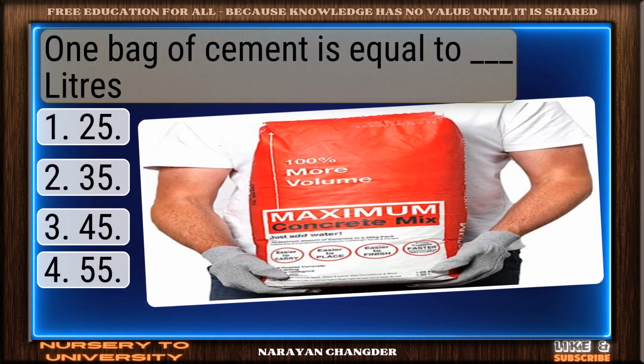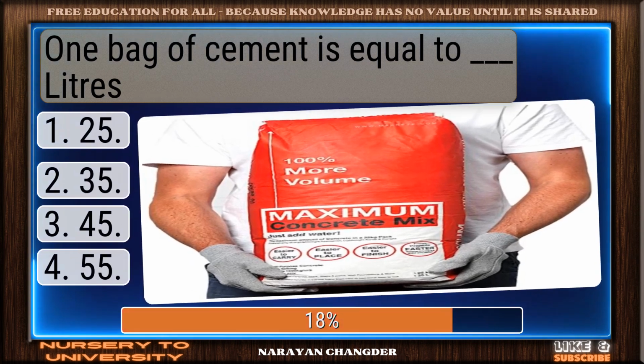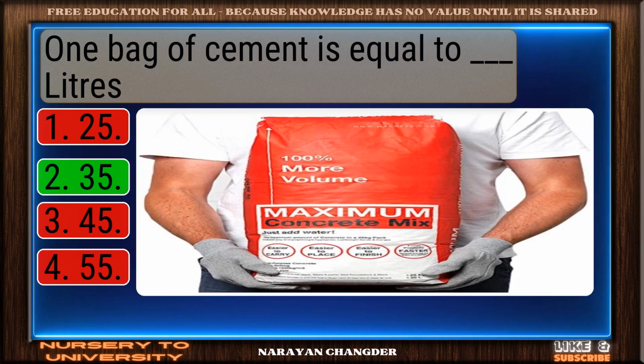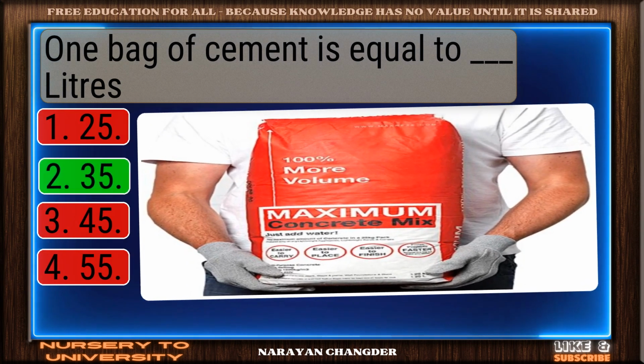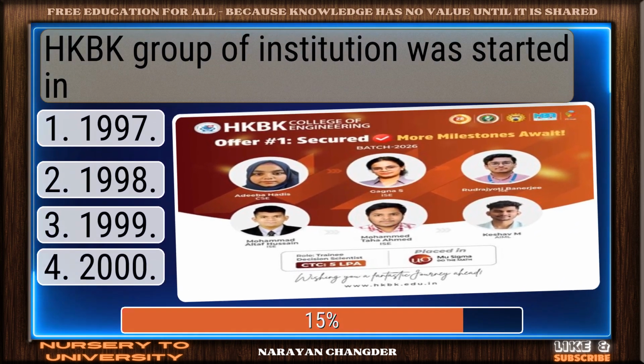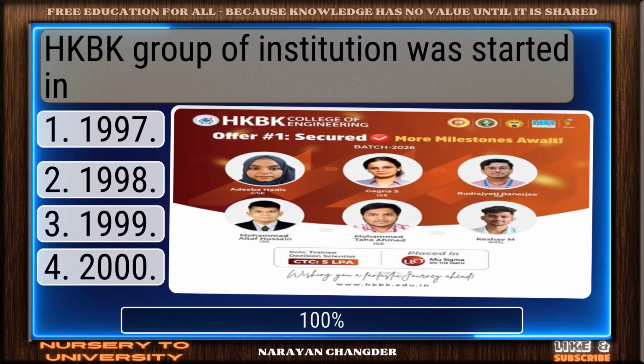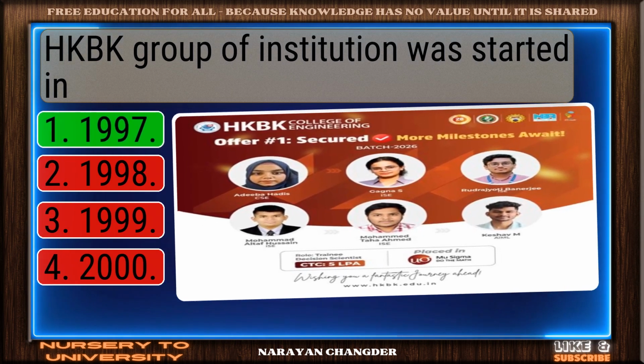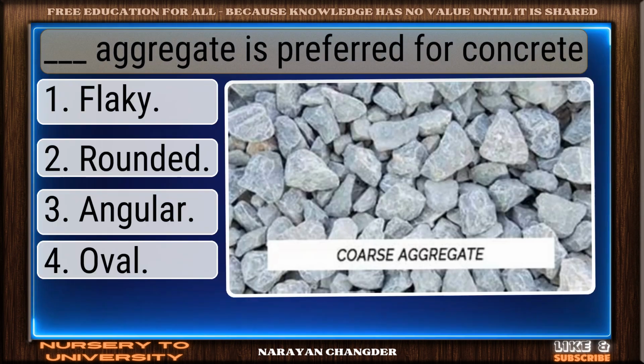1 bag of cement is equal to dash liters. Good thinking. 35 is the right answer. Habib Group of Institution was started in. Correct response. 1997 is the most accurate answer.